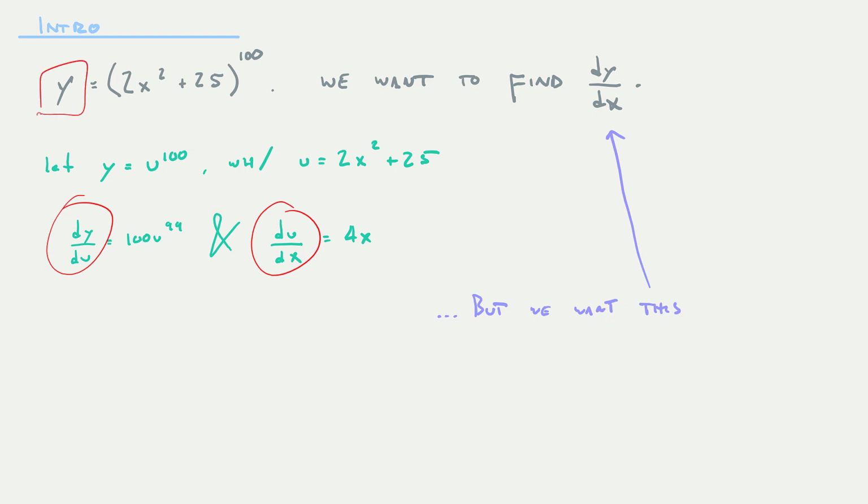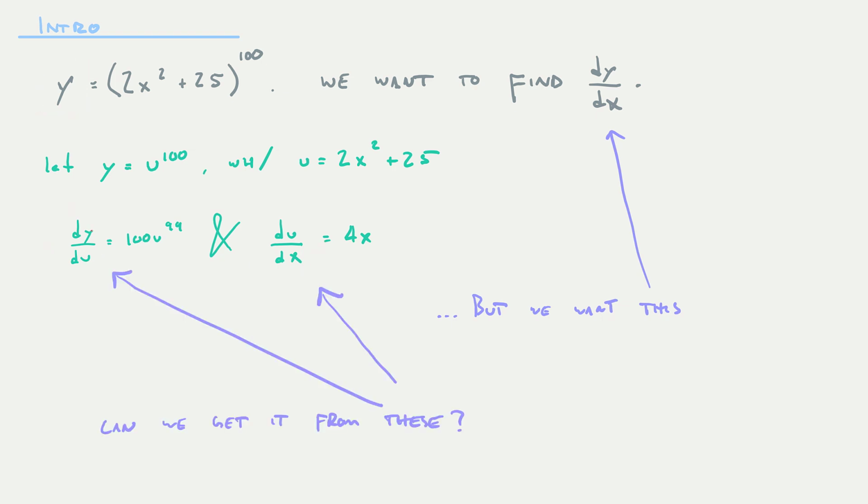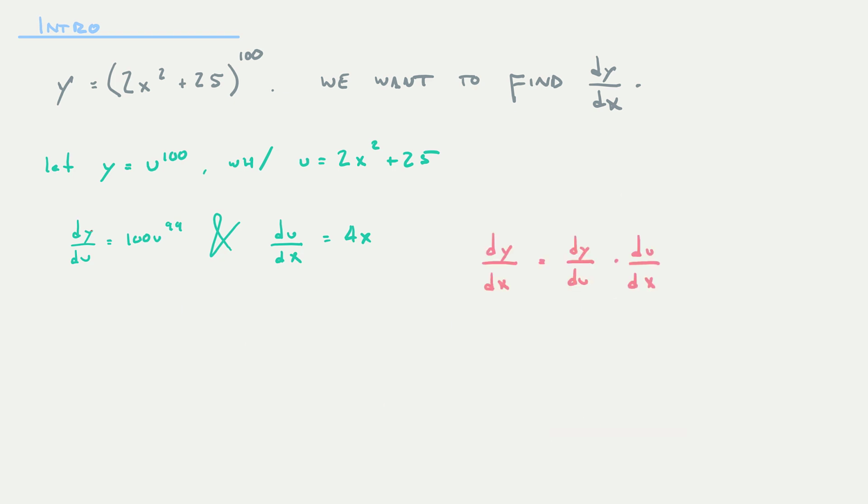That's y prime. So the main question is, can we get dy dx from these two things here? And the answer is yes. Actually, you might even be able to see it by looking at their ratios. If you multiply them together, these things get linked. I drew a little chain. That's how I think about the chain rule.